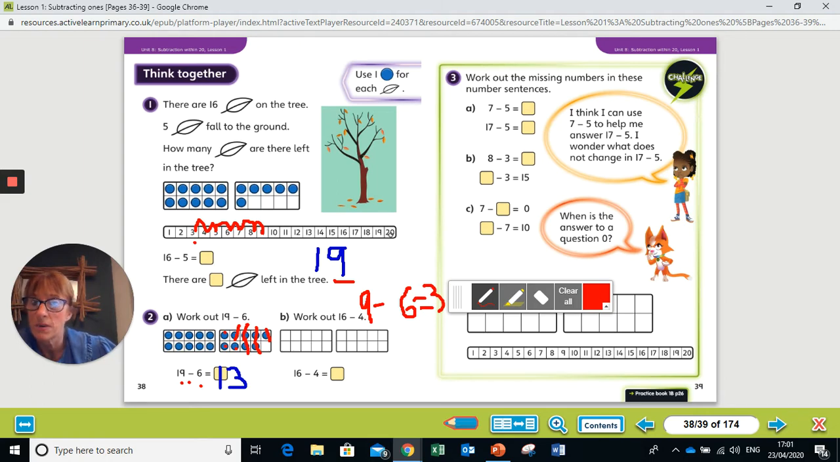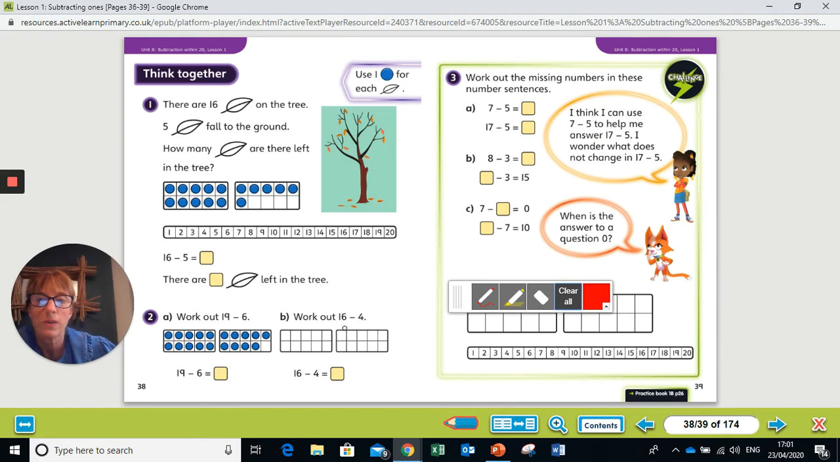So you can use a tens frame, you can use your number track, or you can think about taking the ones away first, and then remember you've still got a 10 there. Let's try this one. I'm going to clear everything. Let's do it in the same way.